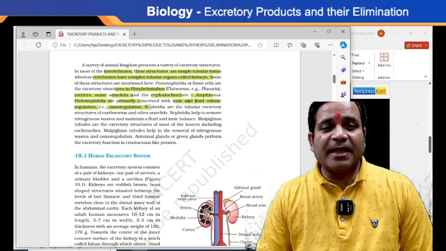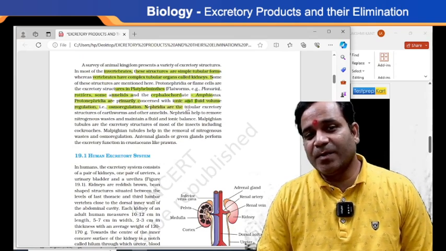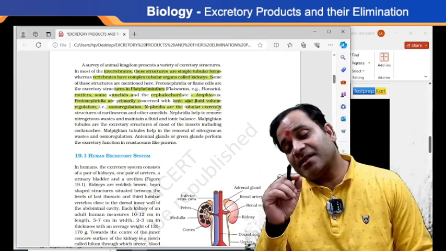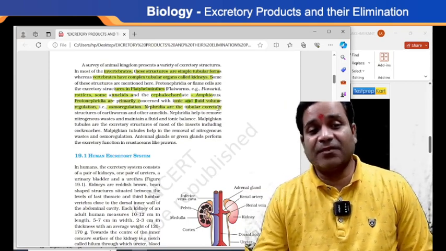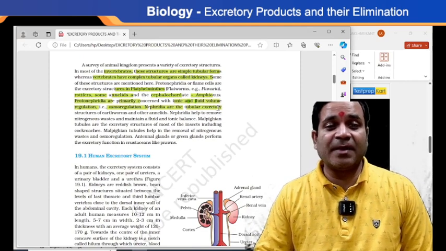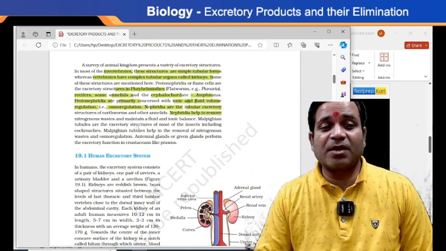Now, see here the nephridia. Nephridia is what? Tubular excretory. If I'm saying tubular excretory, it means that there is a fine tubule which is responsible for carrying waste materials from one part to another. Nephridia also, my dear, helps to remove nitrogenous waste.